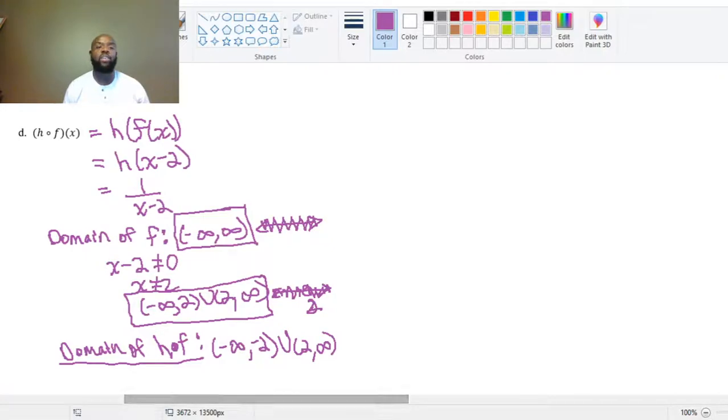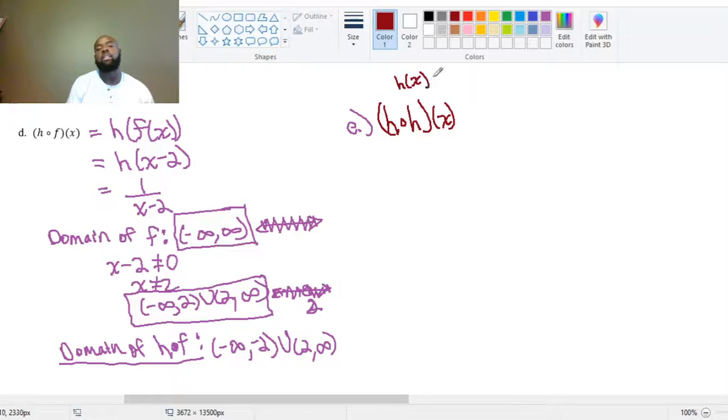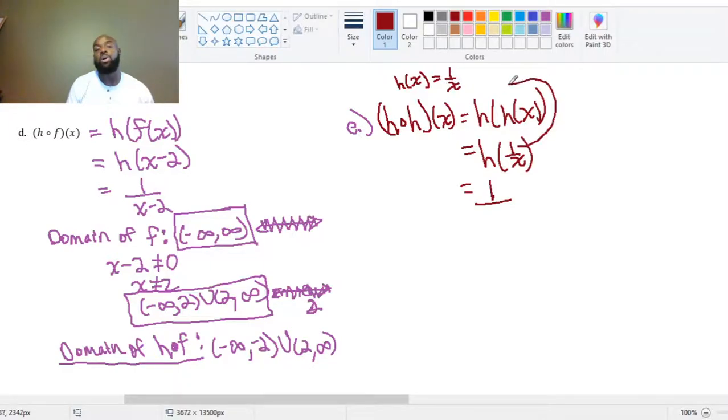Just so you guys are aware, we're going to do another example here. Let's say this is E. Let's do h composed with h evaluated at x. Remember, h of x was 1 over x, right? That means I'm going to take my 1 over x and replace it wherever I see an x here. Well, there's a 1, and instead of writing this x, I'm going to put this 1 over x right there. So that's 1 over 1 over x.